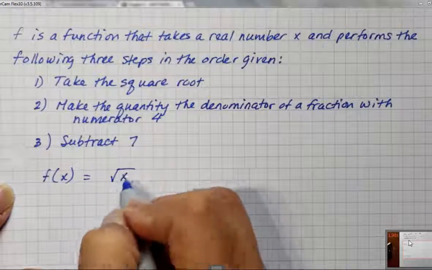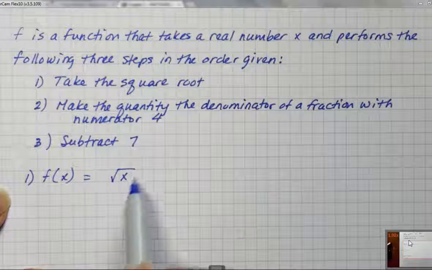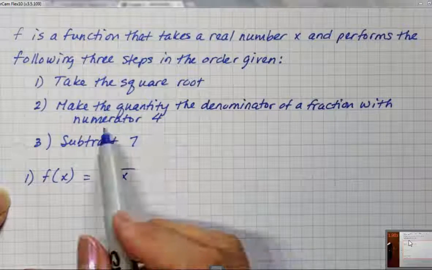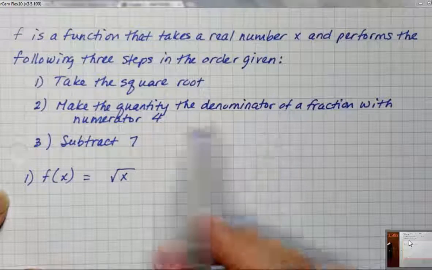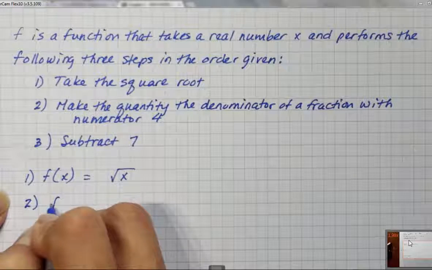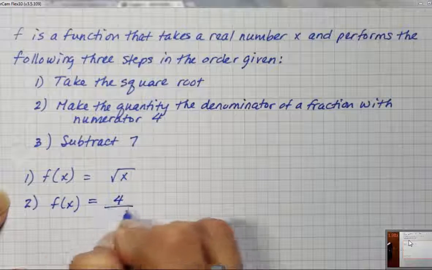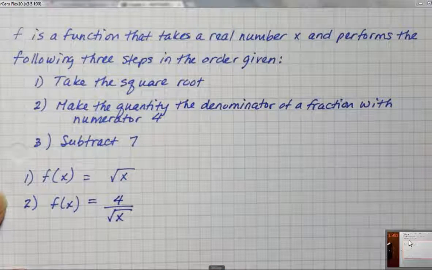That's step one. Step two, it says make the quantity, that would be this quantity right here, the denominator of a fraction with numerator 4. So when it talks about the denominator, that's the bottom, and the numerator is the top of my fraction. So step two is going to be f of x equals 4 divided by the square root of x.